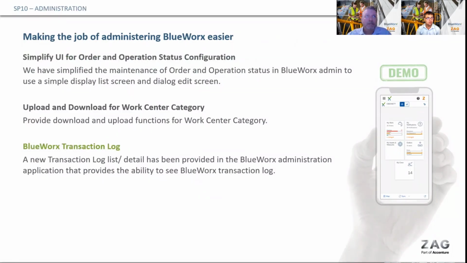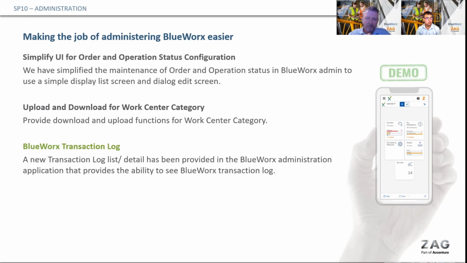A bit here on administration. We've saved this for now because probably a lot of those looking at this presentation will be administrators as well. So we've done some improvements in there as well. First of those is that we've simplified the way that you now administer orders in operational status configuration, taking that more into a display list and then editing of details. So you'll see that when you first upgrade, and you can go and have a look at that online if you want to have a look at the documentation.